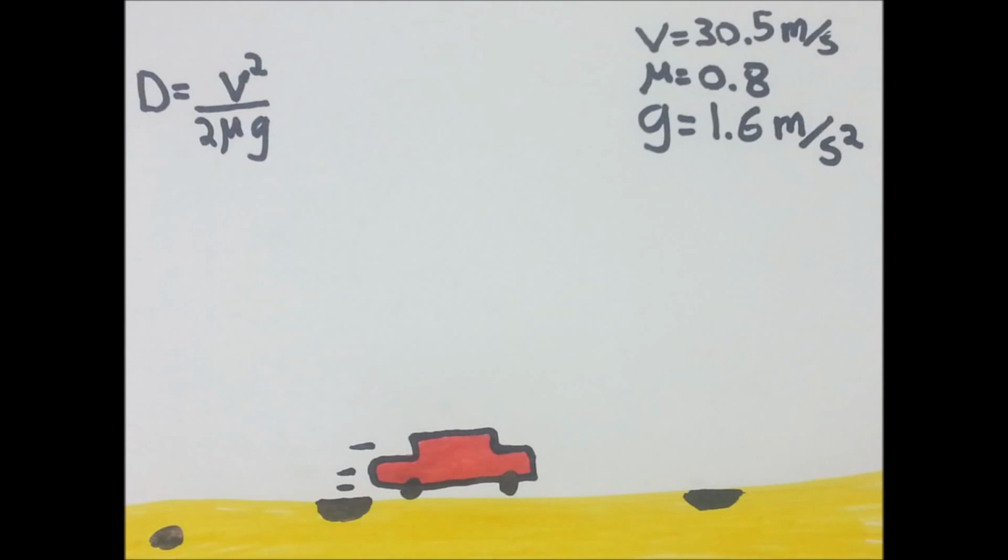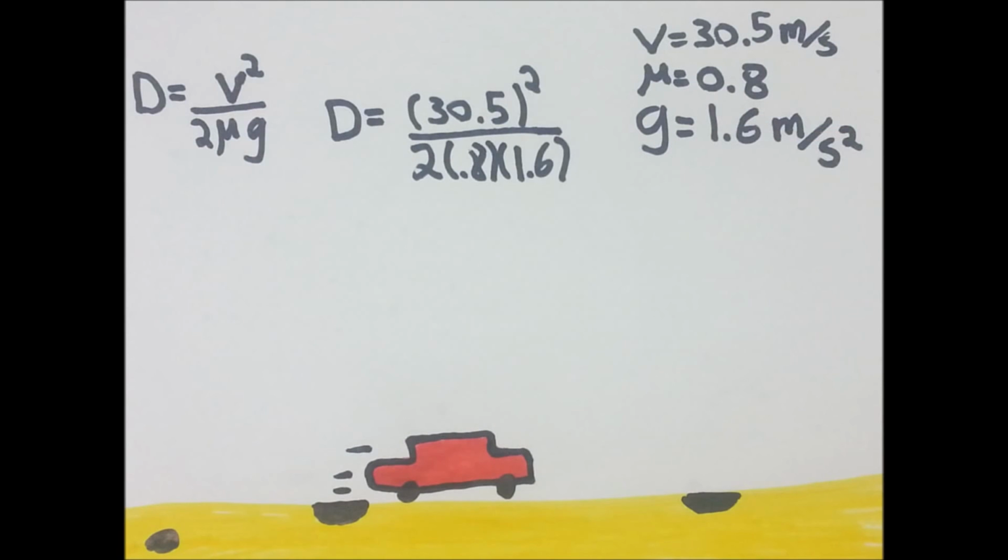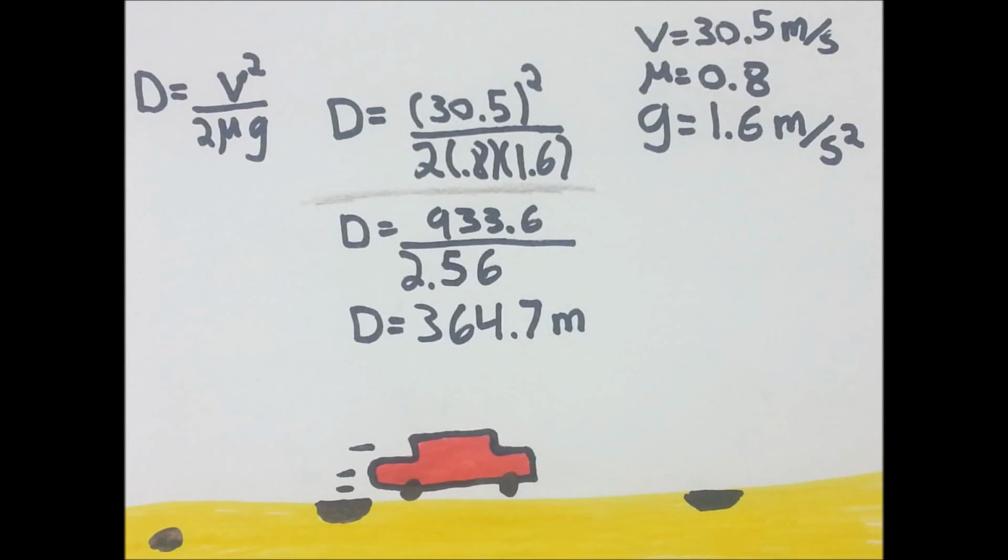When he's traveling 110 kilometers per hour, it won't take him 49.15 meters to stop, but instead 364.7 meters to stop. And the train, it would take well over 3.9 kilometers.